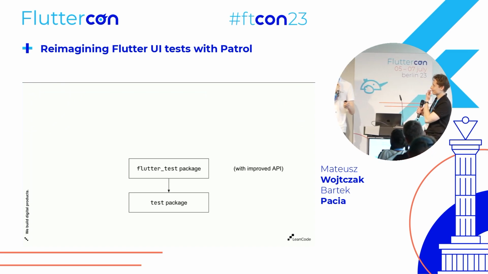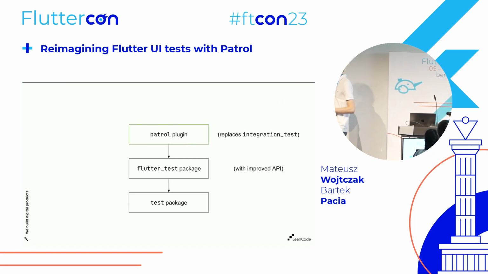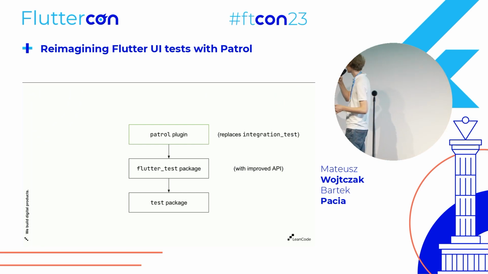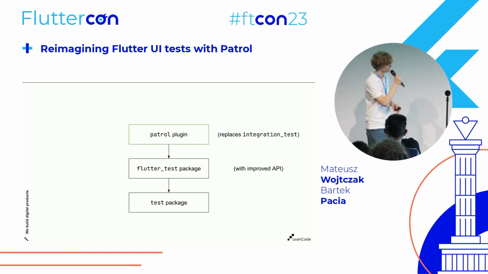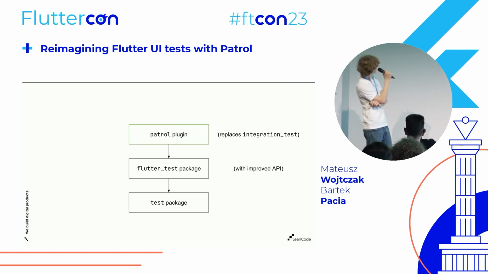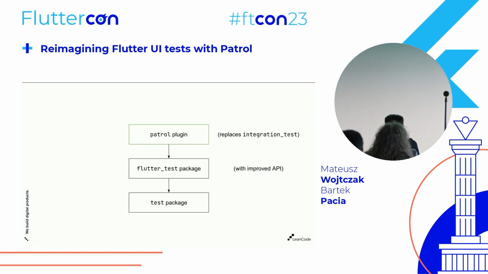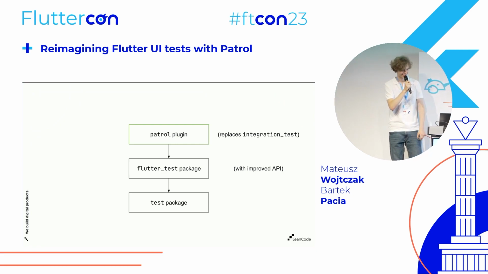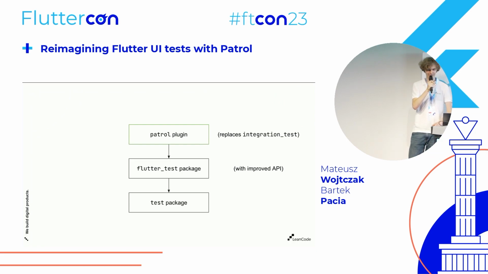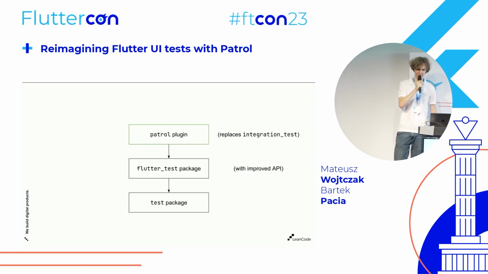Okay, so here is how the rough architecture or dependency diagram of Patrol looks, and how it interacts with what Flutter gives us out of the box. At the bottom we still have the test package, and on top of this package we still have the Flutter test package. But this time Flutter test comes with an improved API, which comes from Patrol, because we are not happy with the verbose code that we write with Flutter test, so we improved it. And on the top, there is no more integration test. We yeeted it. It wasn't great. And we replaced the integration test plugin with the Patrol plugin.